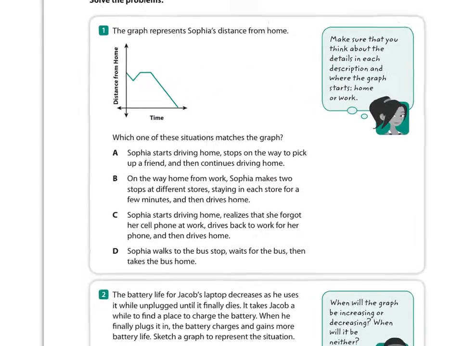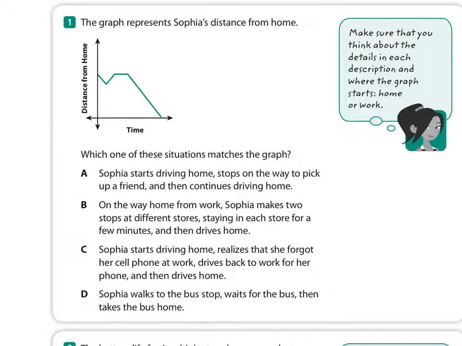She walks to the bus stop. One of my favorite things here is graphing stories. So she waits for some period of time, and here then she goes home. Looks close, but it doesn't represent Sophia's distance from home. It doesn't have that. Hey, getting further away.